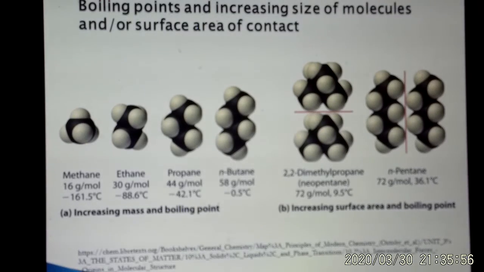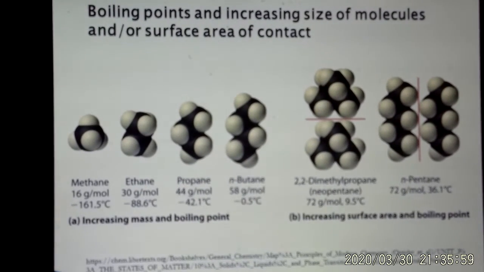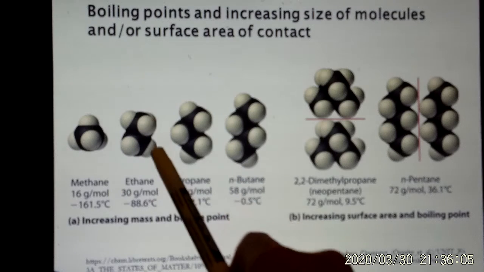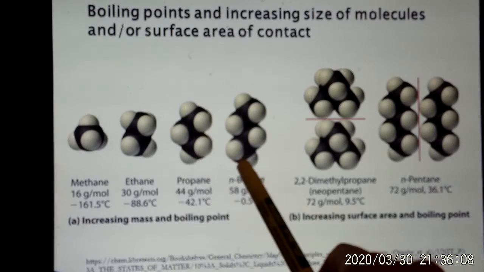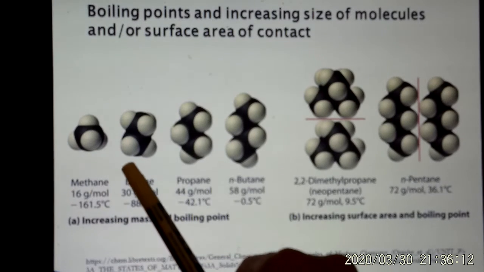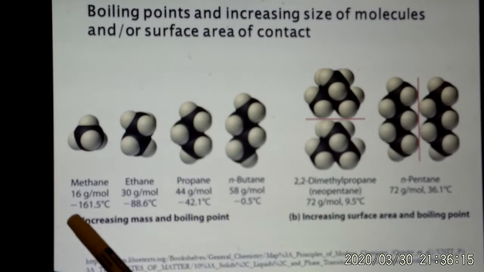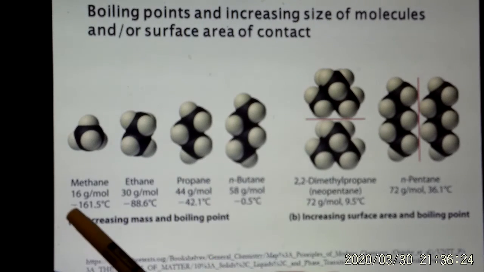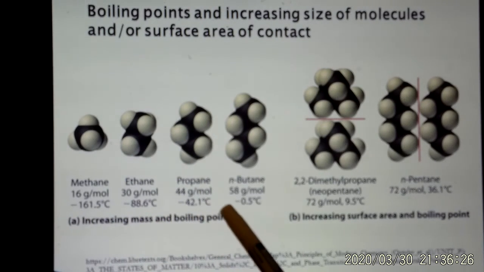Okay, take a look at a few other examples. Here, we're looking at methane, 1 carbon, 2 carbons, 3 carbons, 4 carbons. And you can see that as I increase in size, I go from a negative 161.5 degrees Celsius for my boiling point to a negative 0.5 degrees Celsius for my boiling point. So as I increase in size, my boiling point increases.